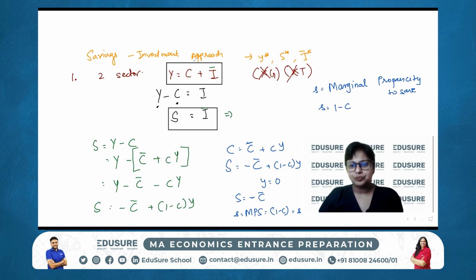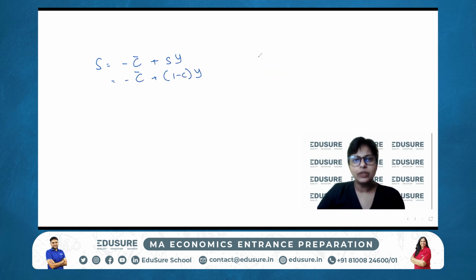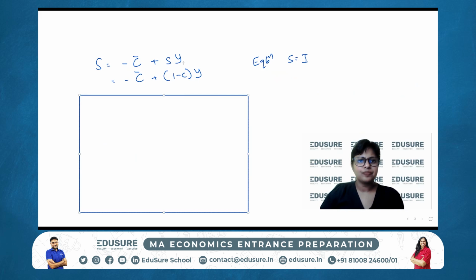Okay, so just see this. I'm going to turn this page. So what did we do? We have defined a savings function, minus c bar plus small s into y, which is also written as minus c bar plus 1 minus small c into y. So we have made this savings function. What was the equilibrium condition? Savings is equal to investment. So yes, the equilibrium condition is just this much.